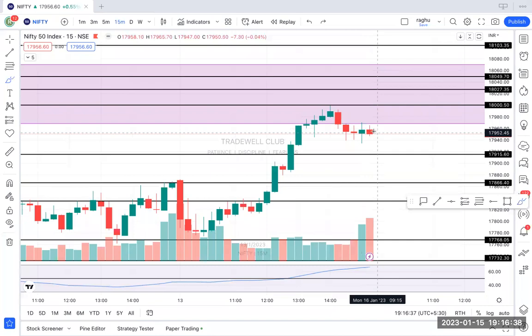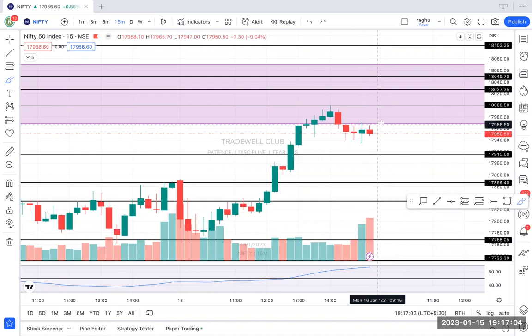From here, if a particular strike is going up, the strikes below the price are called in the money, because the market is going upside. Whatever is coming below that is called in the money. So you can buy 17,900 CE, 17,800 CE, 17,700 CE. The more you go deep in the money, the higher the premium will be.